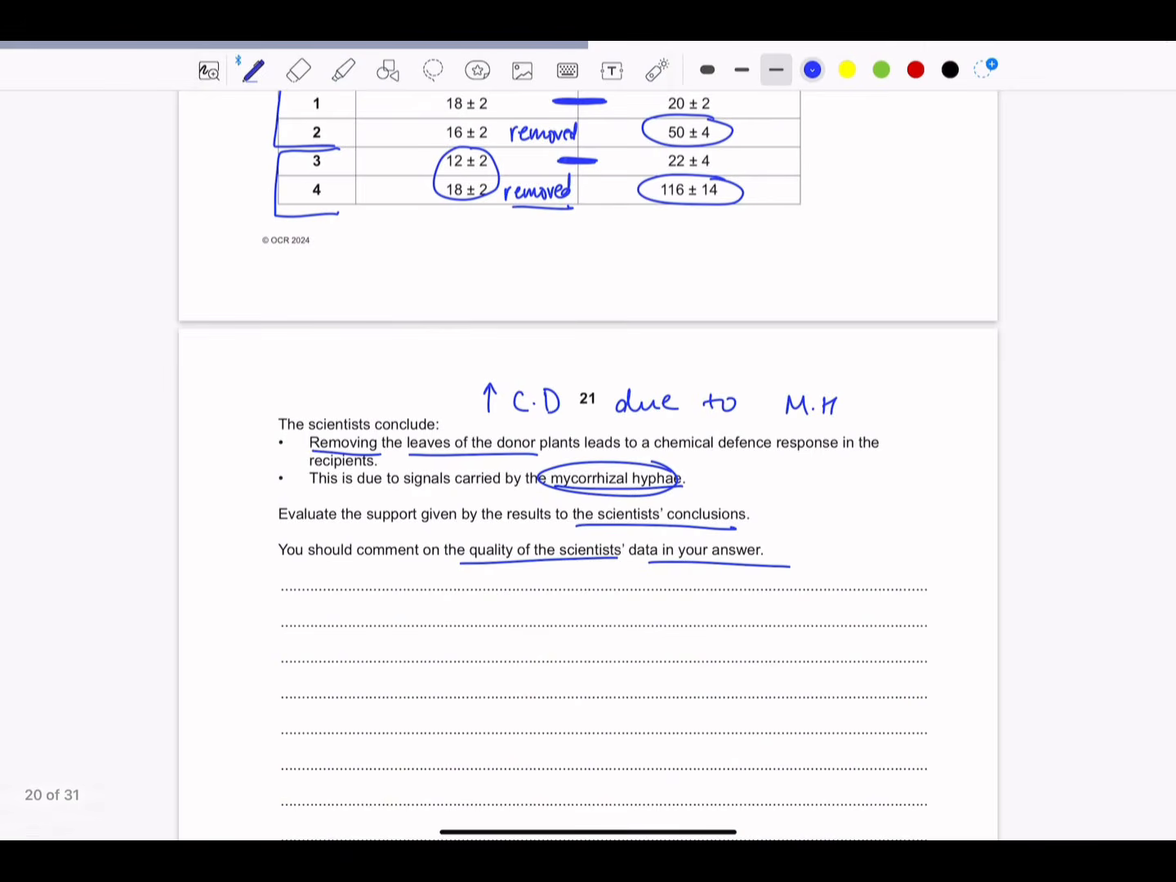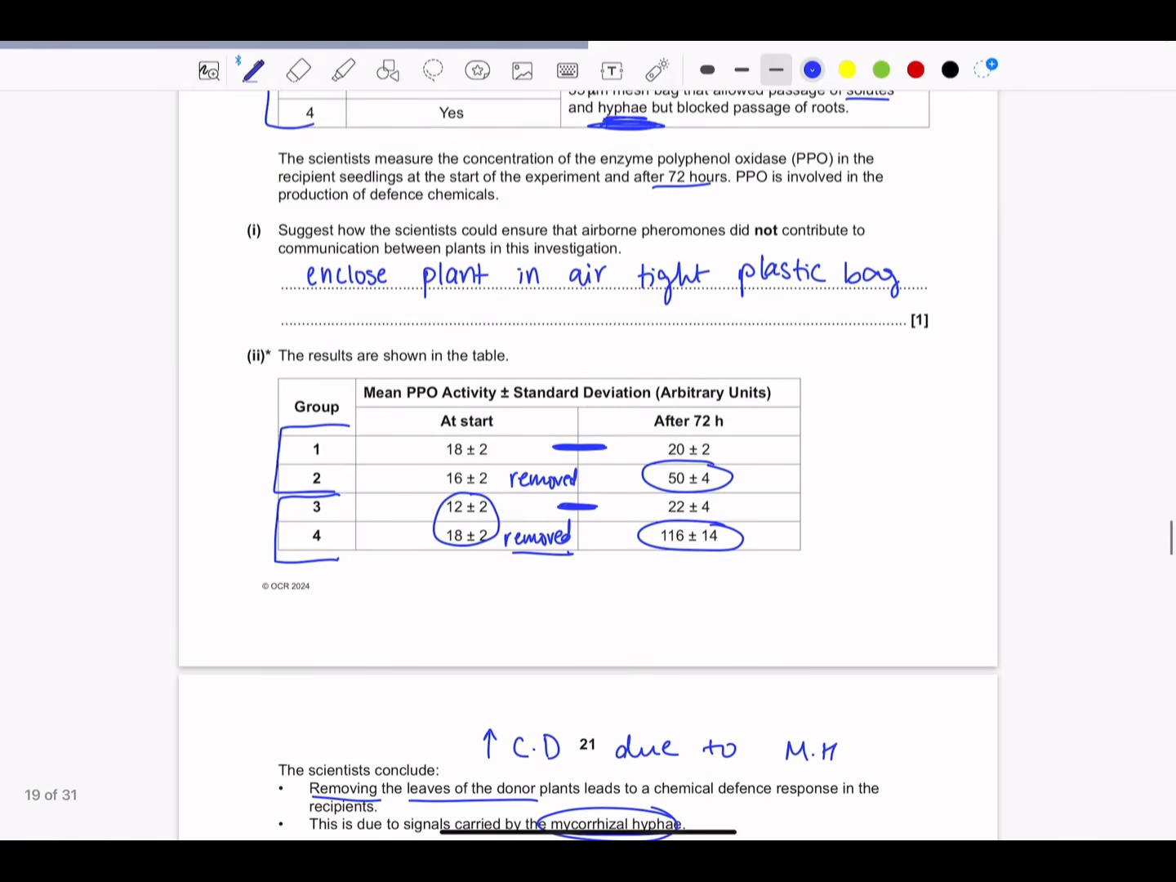So that seems to be about 2 marks for supporting and 2 marks for not supporting the scientist. But then we also have to comment on the quality of the data. It looks like they've done standard deviation, which is great, because this tells us the deviation from the mean. However, it would be better if they did an actual statistical test, like a t-test, to compare significance between the means.